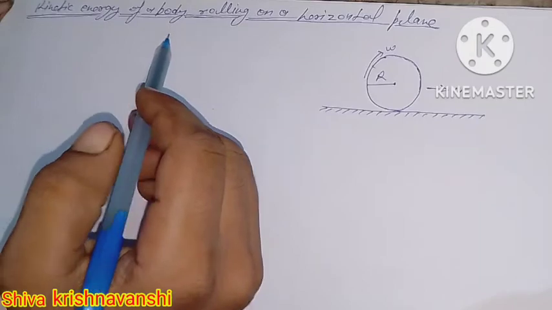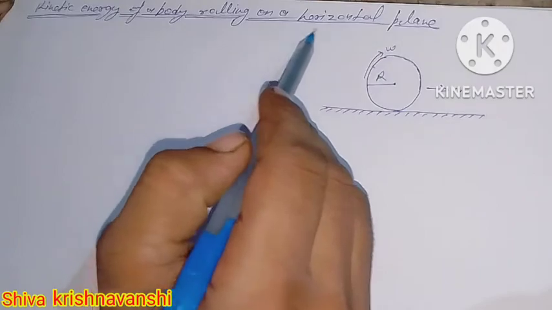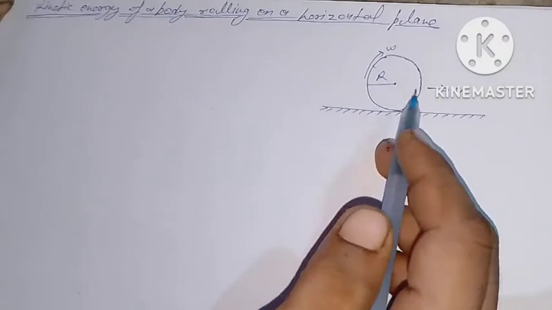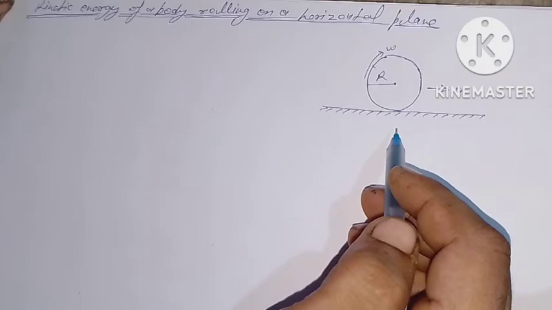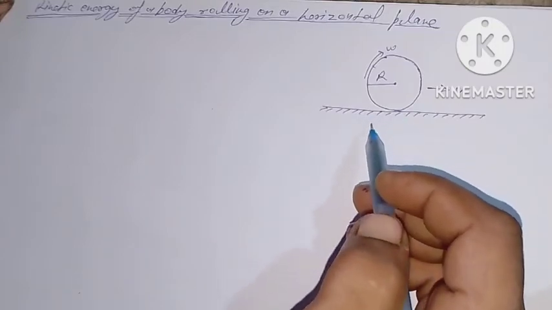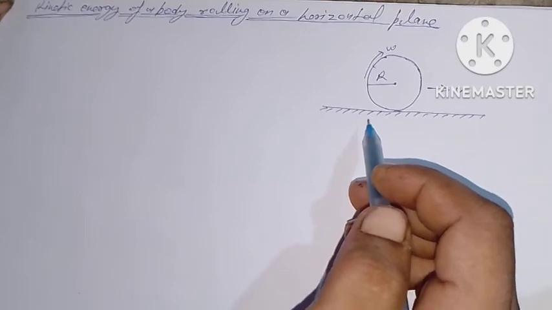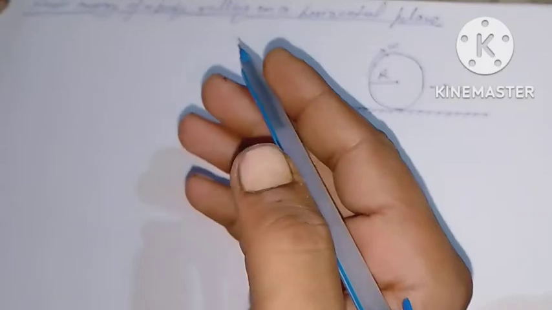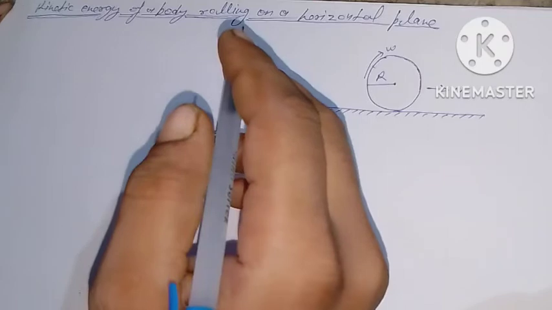Kinetic energy of a body rolling on a horizontal plane. When a solid spherical ball rolls on a table, a point on its surface rotates about an axis passing through its center and perpendicular to its plane of rotation. The ball also moves forward. It therefore possesses both angular velocity and linear velocity, due to which it has rotational kinetic energy and translational kinetic energy.